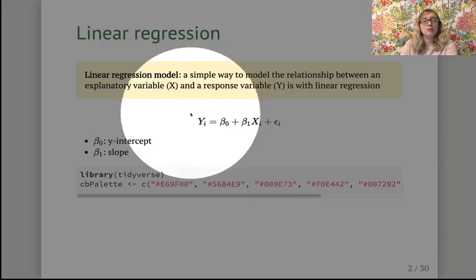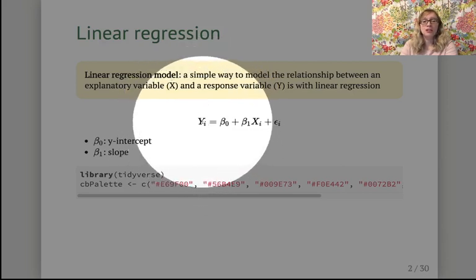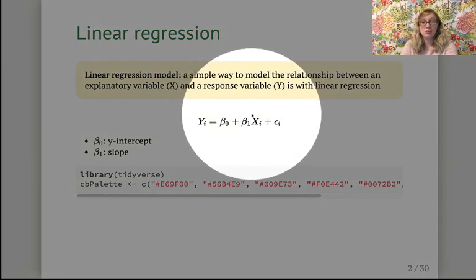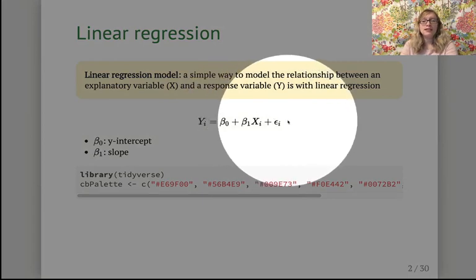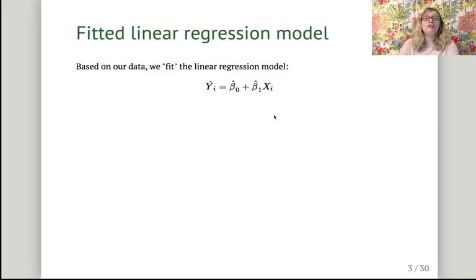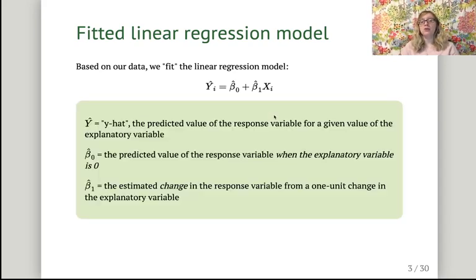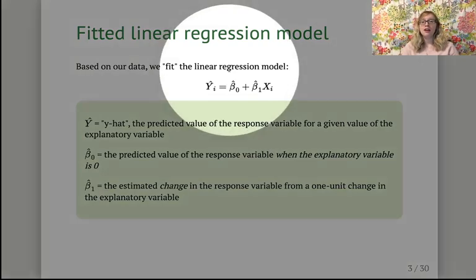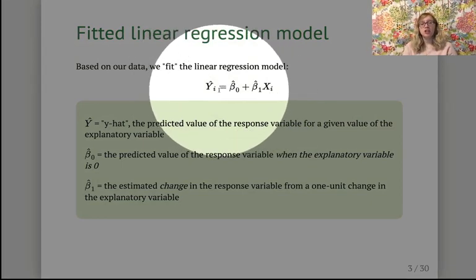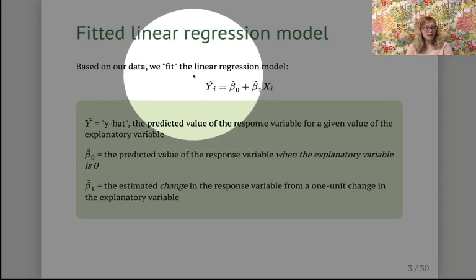y_i, the response variable for subject or observation i, will just be our y-intercept, beta 0, plus beta 1 times the explanatory variable x, plus some extra error term, which we'll denote as epsilon. Now, given a data set, we will fit the linear regression model, so we'll come up with estimated values for beta 0 and beta 1, our intercept and our slope parameters, plus our predicted value then, y hat.